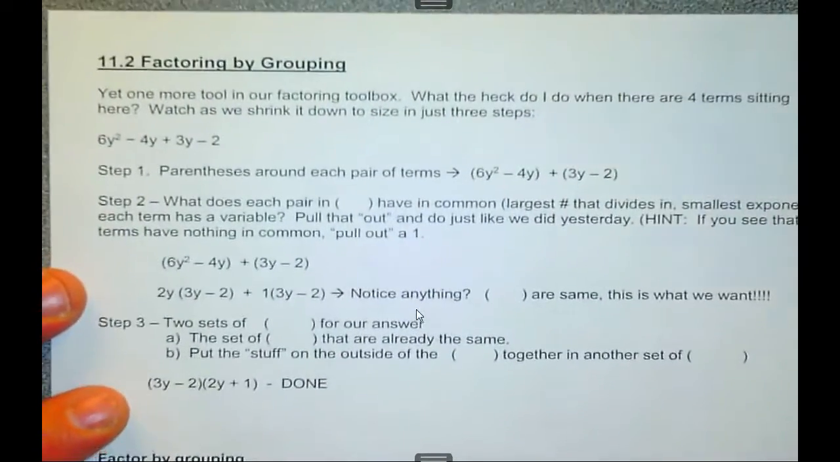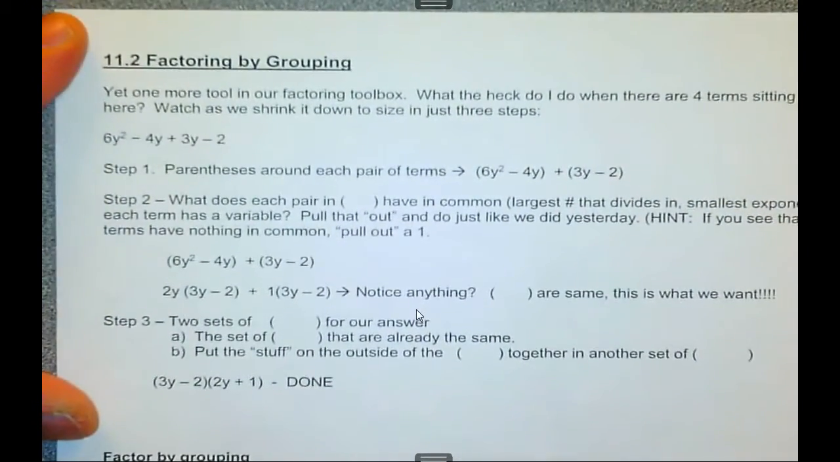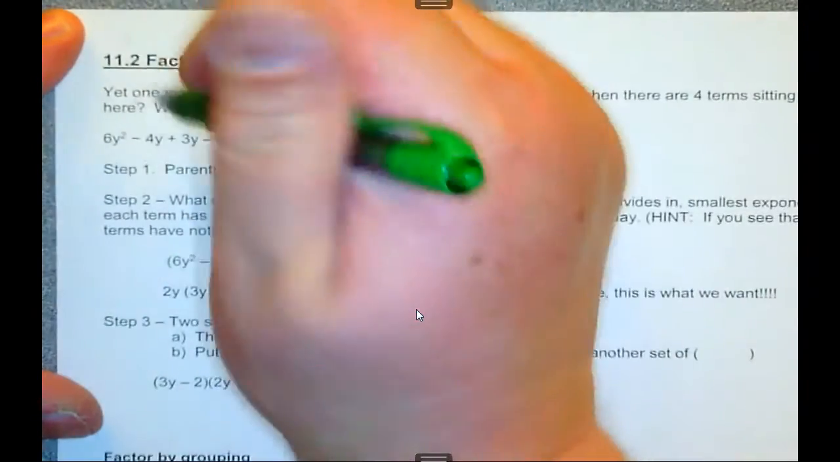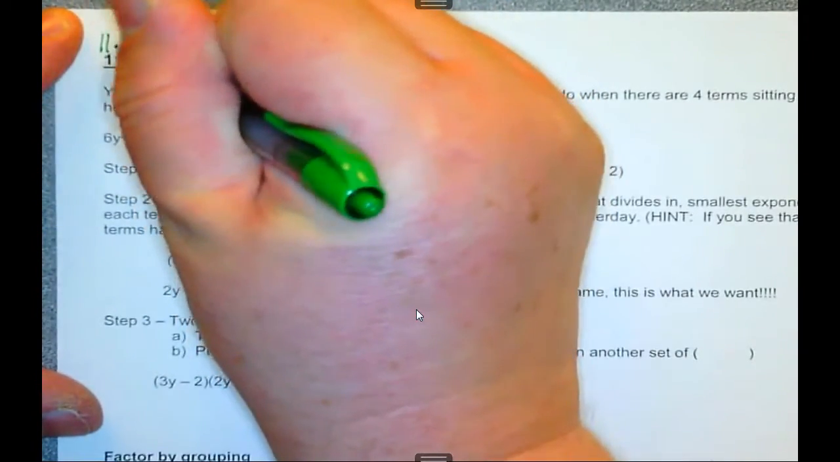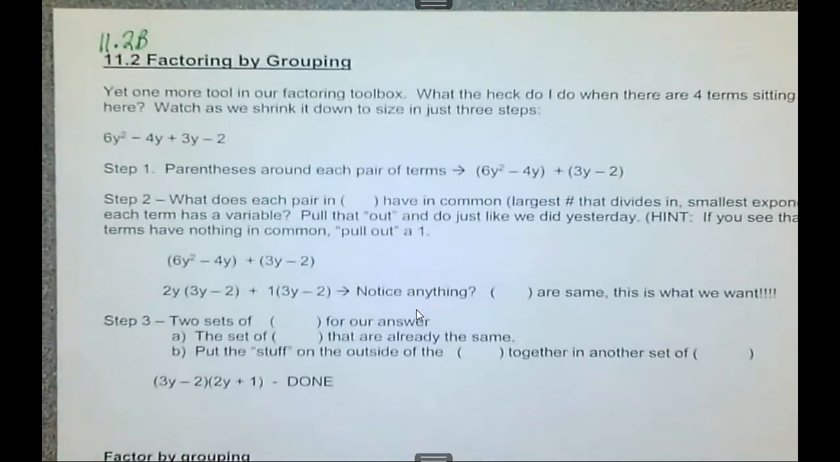Okay, 11.2, we'll call this 11.2B. Okay, this works. Now we're going to start factoring. And this is the first method. There's 10,000 different methods of factoring. And we're factoring what's called quadratics. You guys know that. That's when I have a power of 2 for one of my terms, right?